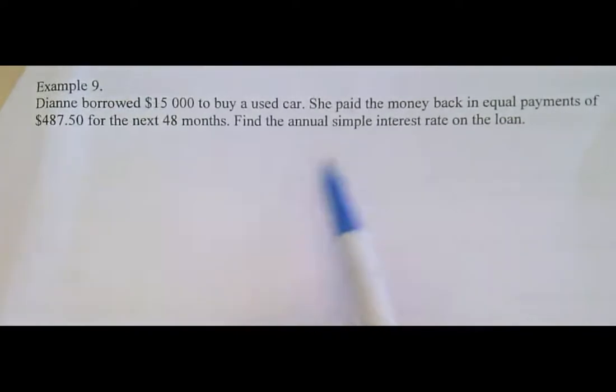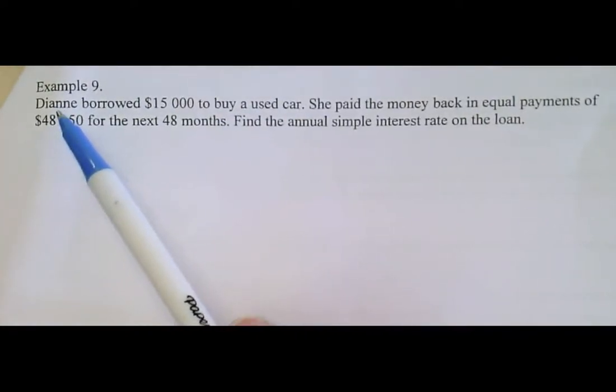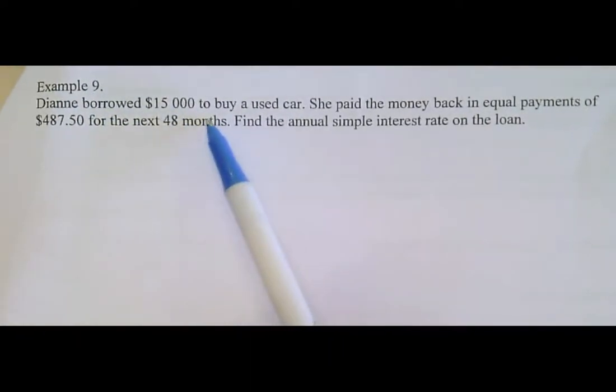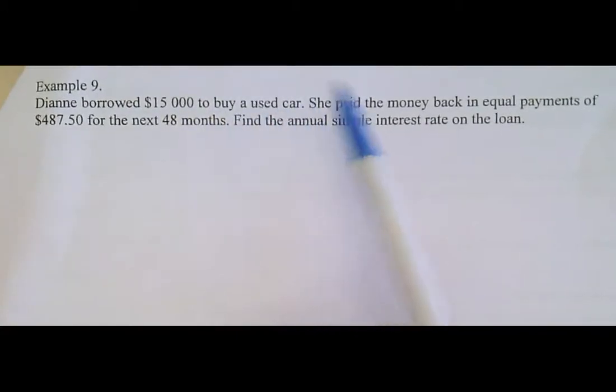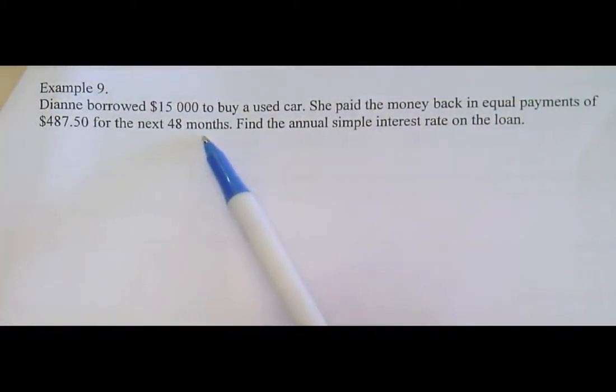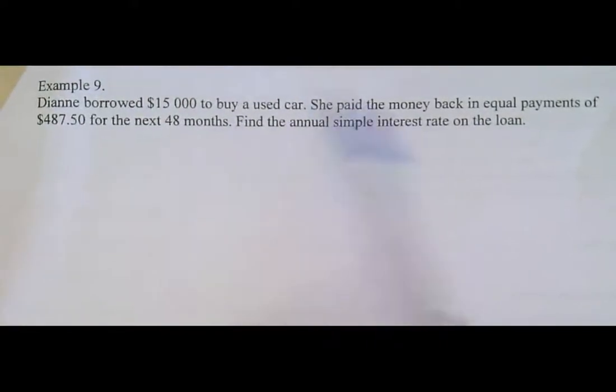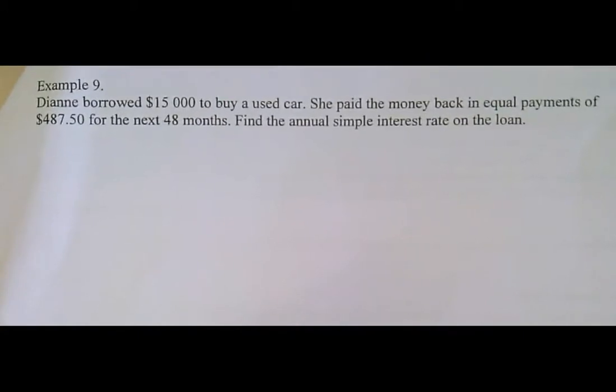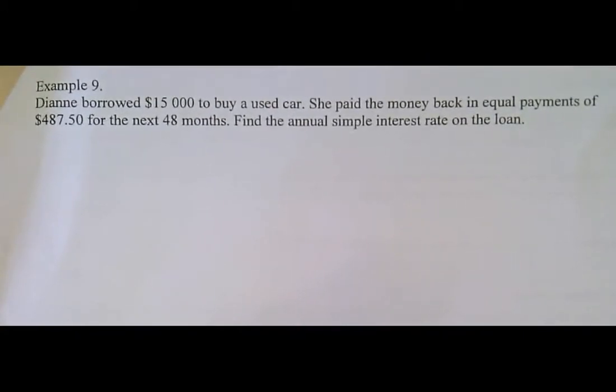Here is another person borrowing money for a car. So Diane borrowed $15,000 to buy a used car. Girls, no one's going to pay the money back in one go. She's taking 48 months, or how many years is that? 4 years, and she pays back $487.50 each month. So what would be your first reaction? What do you think you should work out?